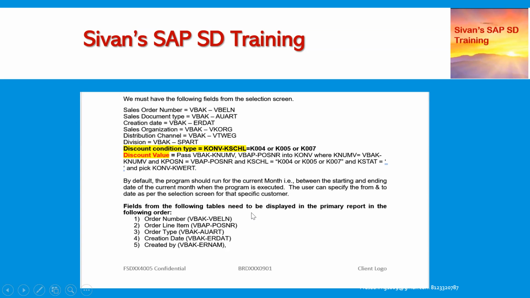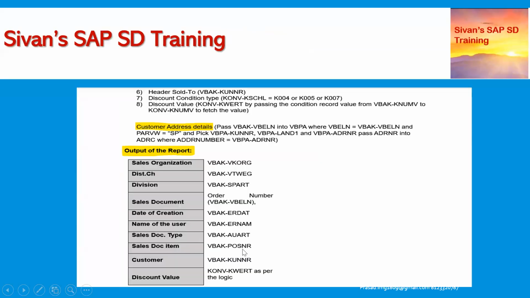Fields from the following tables need to be displayed in the primary report in the following order. First, order number, order line item, order type, creation date, and created by. The header sold to, discount condition type, discount value, and all those details. And even they have requested us to add the customer address details, how we will get it like this.